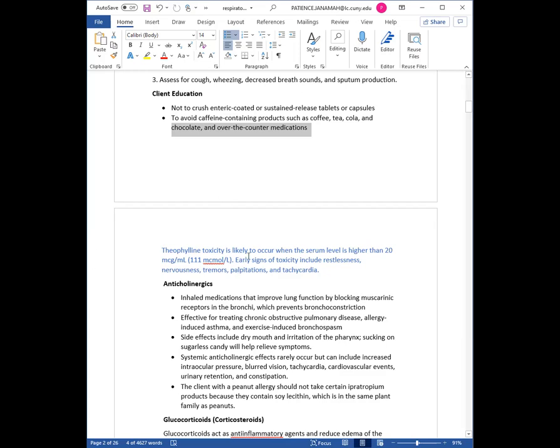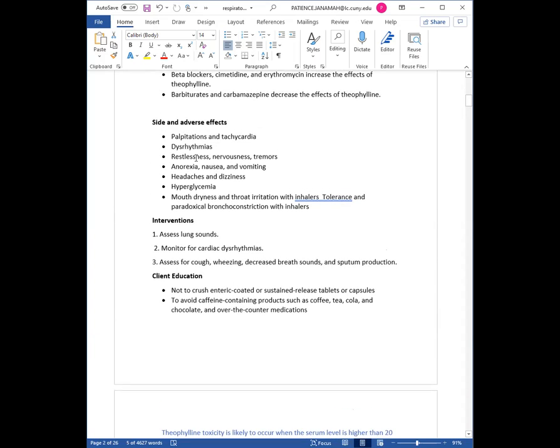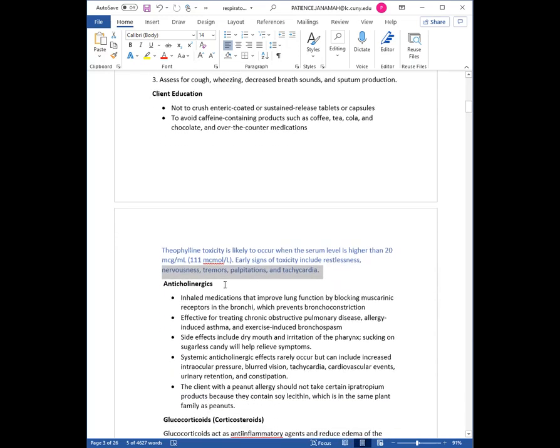So theophylline toxicity is likely to occur when the serum level is higher than 20 micrograms per milliliter, or 111 micromole per liter. Early signs of toxicity include restlessness, nervousness, tremors, palpitations, and tachycardia. These are the signs of adverse effects for theophylline that I'll be worried about, especially tremors and restlessness, because they look like a sign of a bigger problem. But the other ones are normal signs you will have.